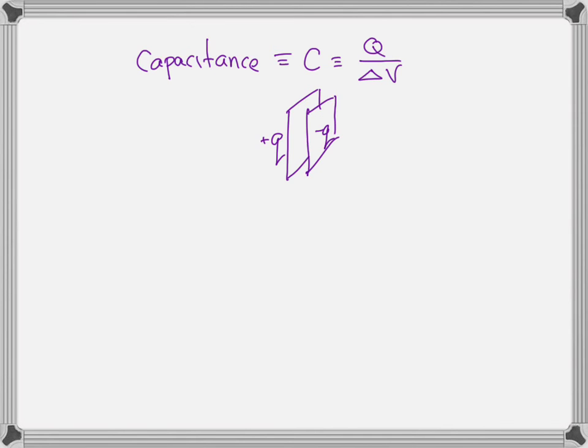And those charges will stay because they're attracted to each other. The capacitance is the amount of charge that we can put on those plates. Depending on the physical situation of the plates, we can put a certain amount of charge on them. Like a bigger plate, we can put more charge on, smaller plate, less charge. It depends also on how close the plates are and what's between the plates, etc. But there's this quantity called capacitance, which is charge per unit potential difference.